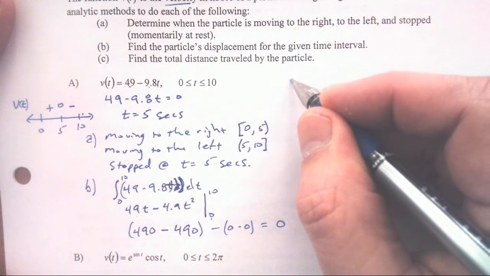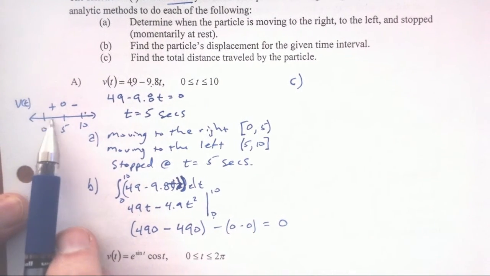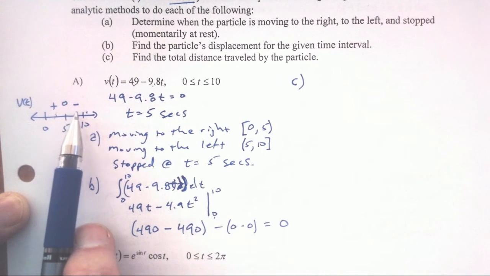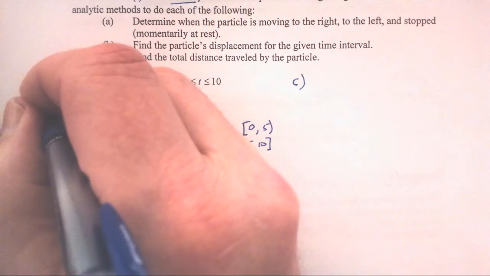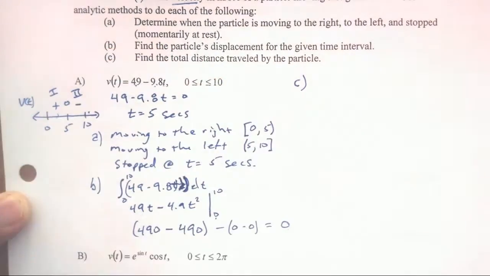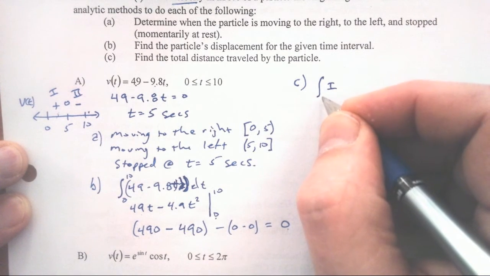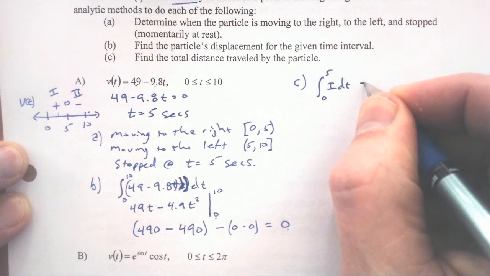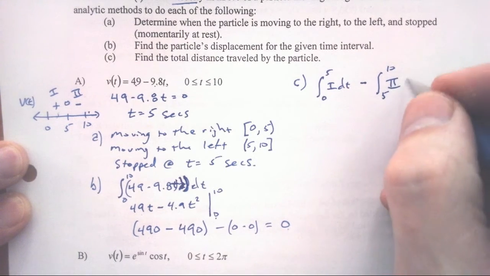Okay, part C, find the total distance. I go back to here. I was moving to the right, and then I was moving to the left, and that's how we ended up with no displacement, but our squirrel was definitely moving. So if I call this region 1 and region 2, what we need is the integral of region 1 from 0 to 5 minus the integral from 5 to 10 of region 2.